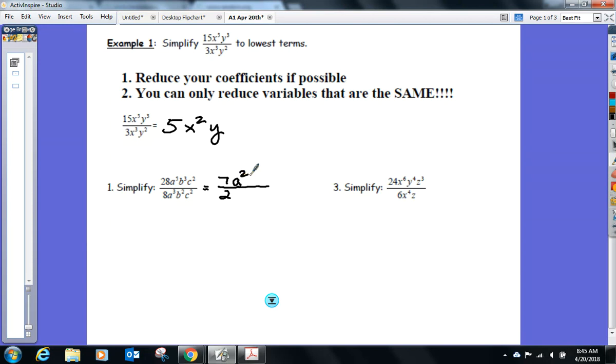What about the b's? What's left with the b's? 1, and where is it? Up top, b. And then what happens with the c's? They're both c squared, so they're gone. So, rewriting this a little cleaner, 7a squared b all over 2.